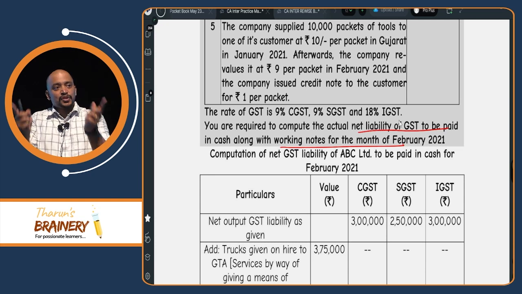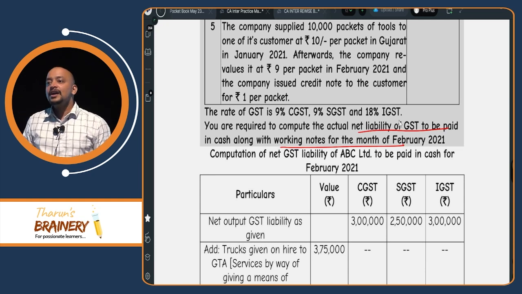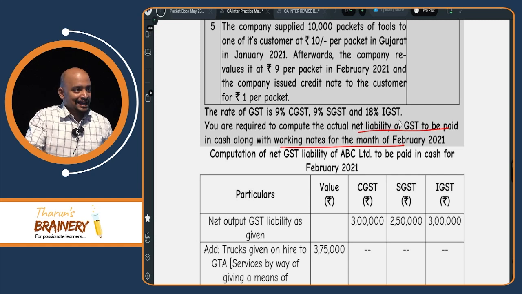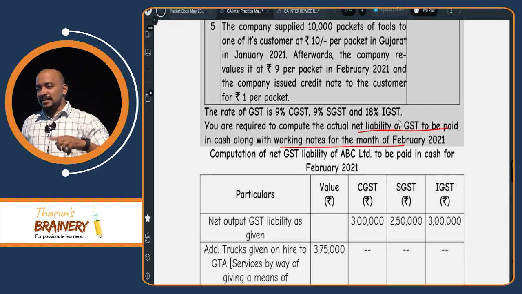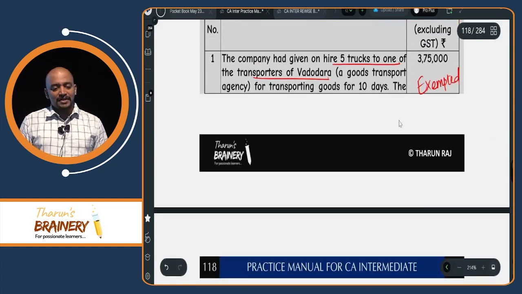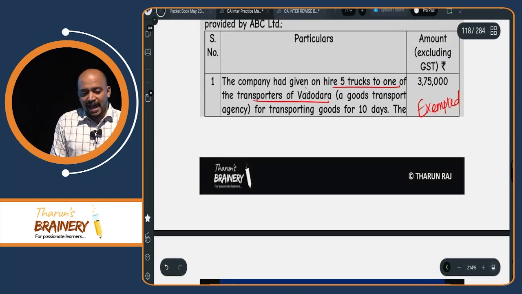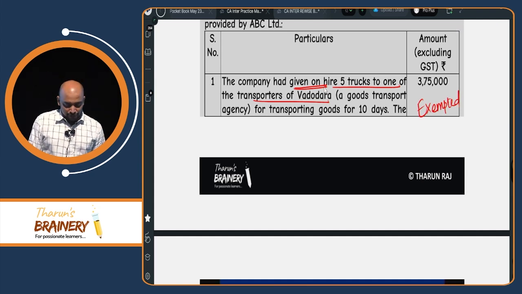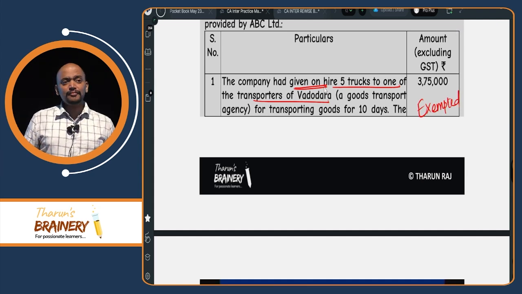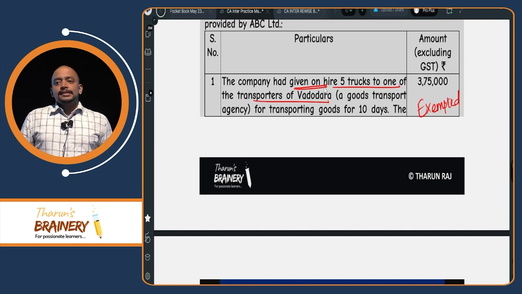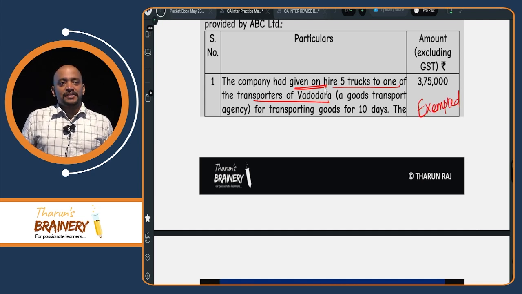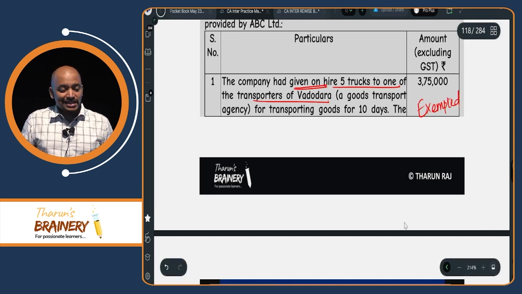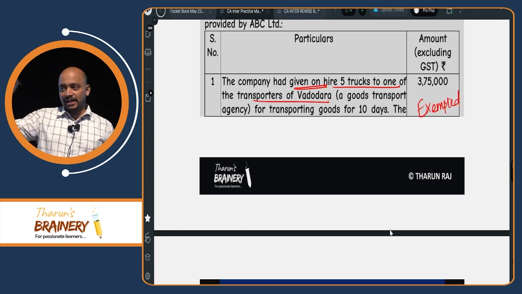First you need to identify which one is outward supply, which one is inward supply. On outward supply we need to compute the tax. On inward supply we will take ITC. Okay. So is this outward supply or inward supply? Outward supply, because they have given on hire 5 trucks. Okay. So but it is exempted. They don't have to pay GST with respect to this. Why is it exempted? Hiring of motor vehicle that can carry goods to a goods transport agency is exempted. Have you checked? Renting of motor vehicles, it is there.